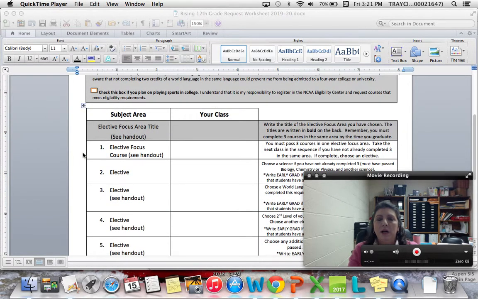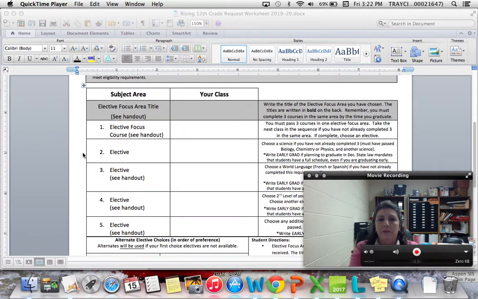So the next area is where you're going to start listing your elective classes. On the top line though, we need you to look at your elective focus area. And you have a handout with elective focus areas with you, and those are written in bold. And remember that everyone has to have an elective focus in order to graduate. And you have to have 3 classes in that area to meet that requirement. So list your elective focus area there.